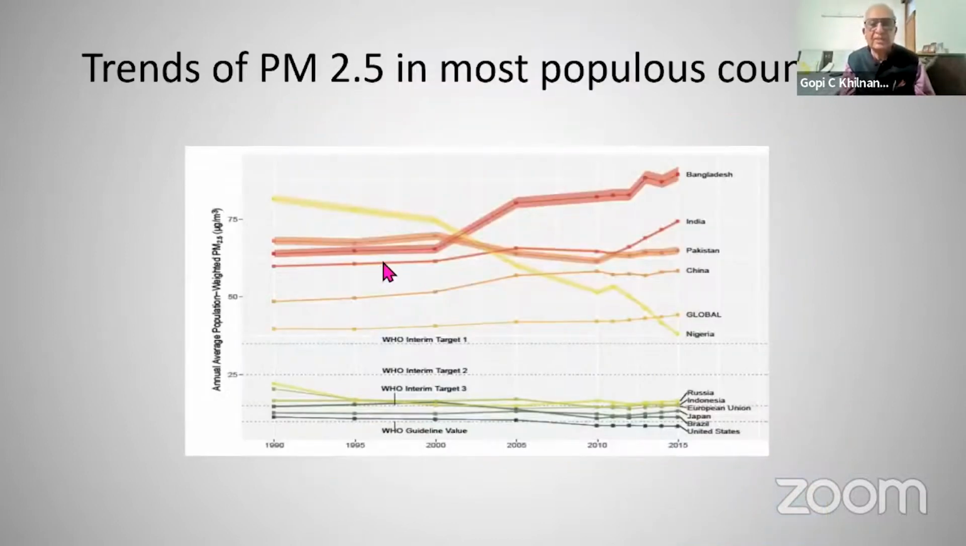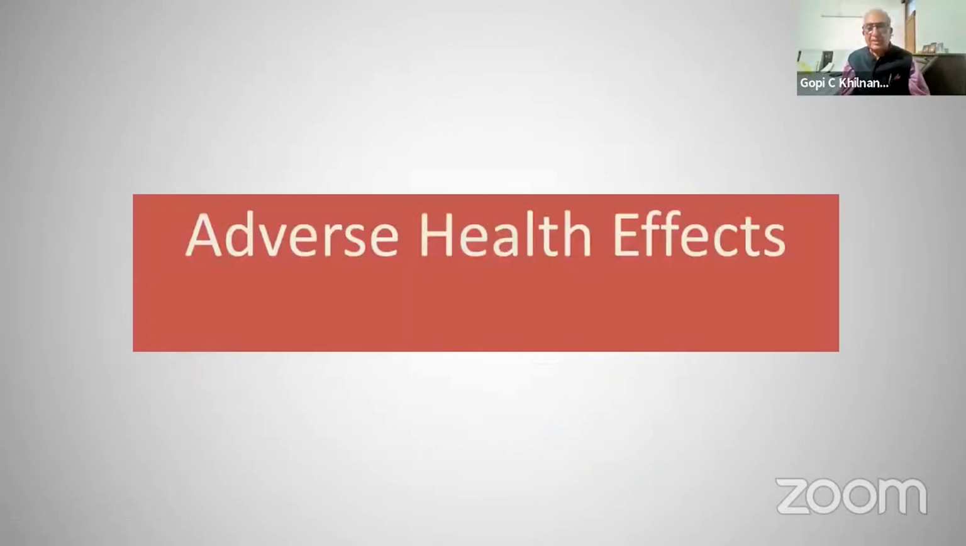Unfortunately, in the developed world, the air pollution is coming down. Even in some underdeveloped countries, the air pollution is coming down. But in India, the air pollution after 2010, you can see, is going up. Even countries like Bangladesh and China are doing better than us. So we need to wake up to this, so that we lead a healthier life.